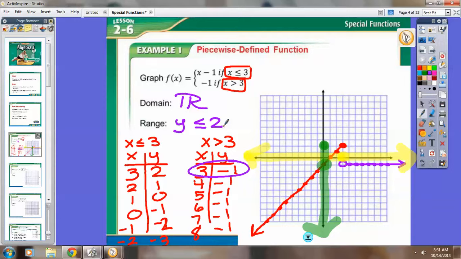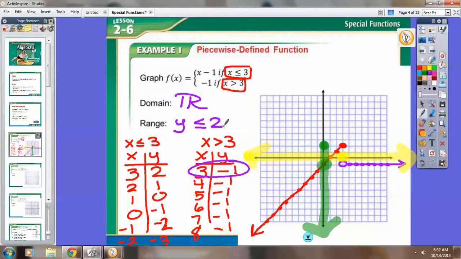There are really 3 things that we're doing with these piecewise functions. Number 1, we're graphing them. Number 2, we're identifying the domain. And 3, we're identifying the range. I like using different colors for domain and range because it helps you visually see where it's at, and it makes it easier to come up with your domain and range inequalities.